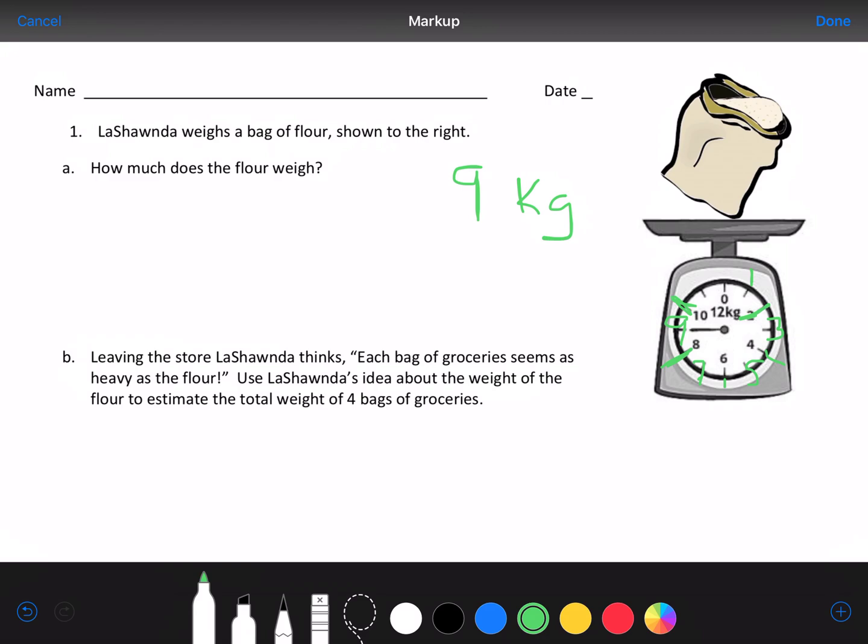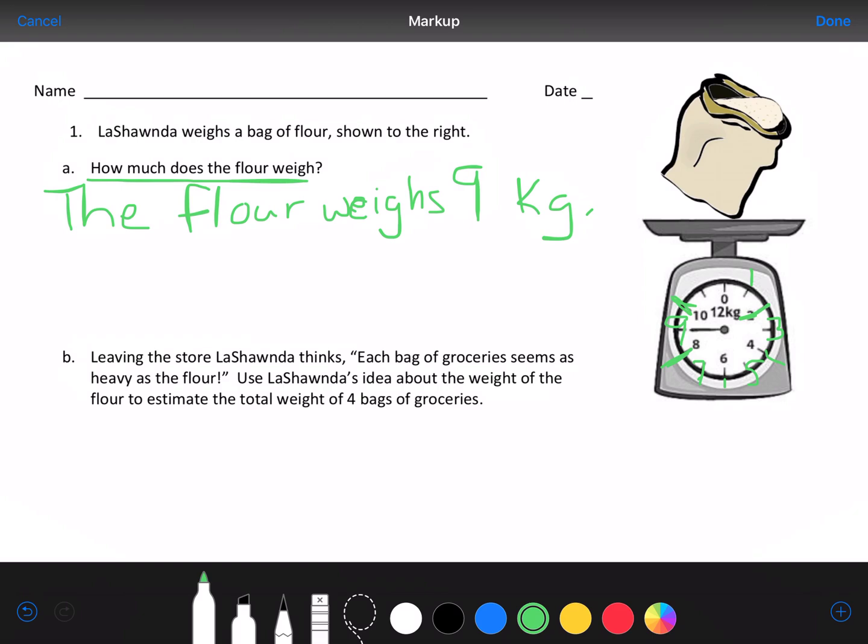And I like it when my students write a complete sentence for me. So I would reread the question, how much does the flour weigh? And then a capital T, I'd write the flour weighs, fix that E there, 9 kilograms, and put a period at the end.